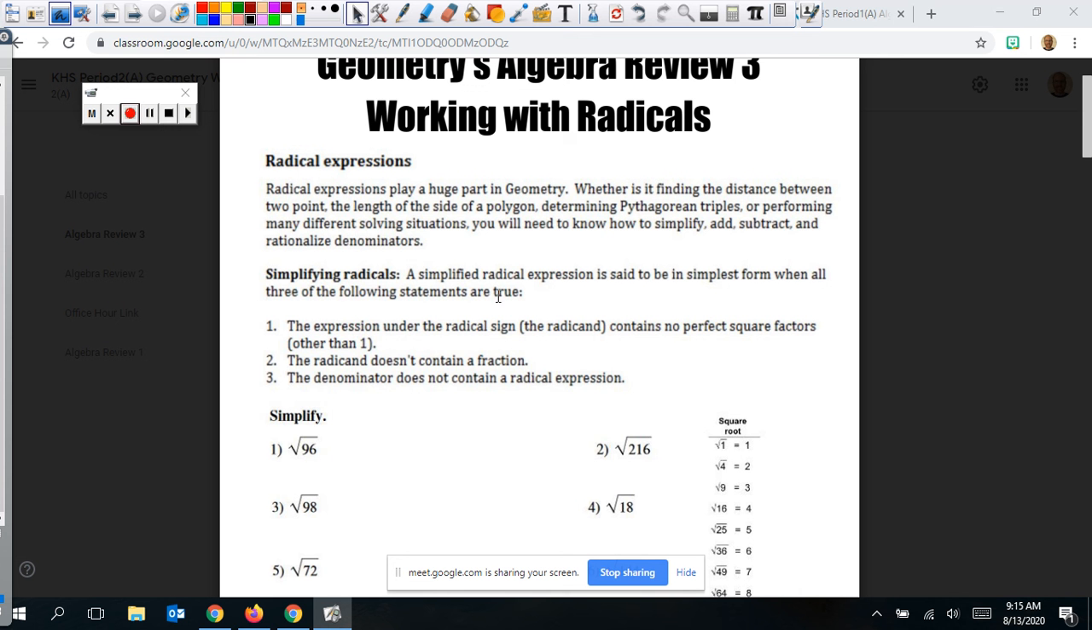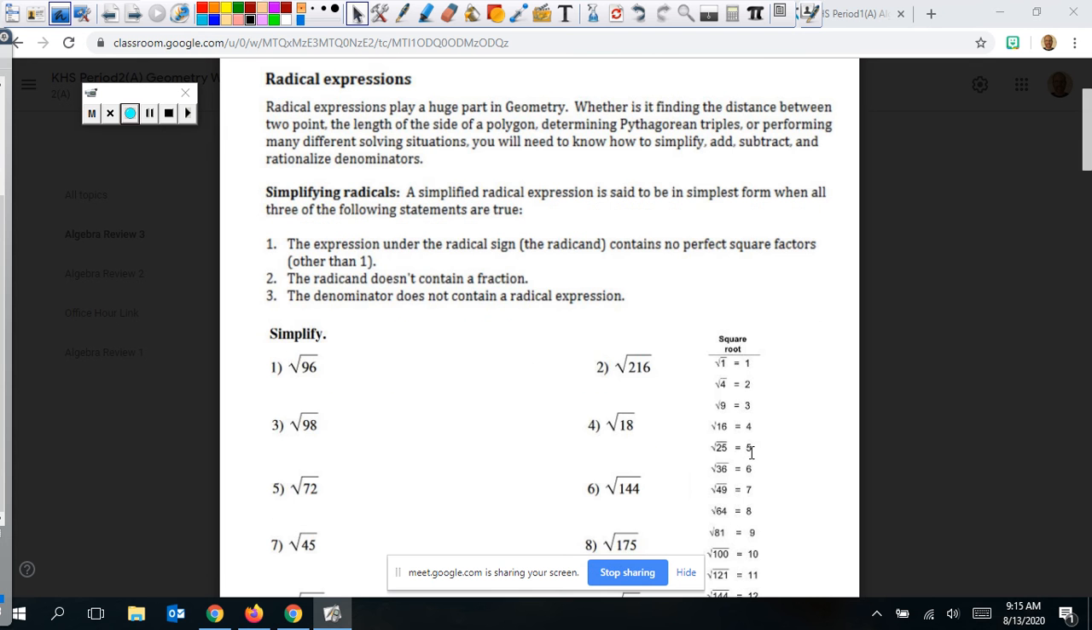It says here, a simplified radical expression is said to be in simplest form when all three of the following statements are true. So here's 1 through 3. First of all, the expression under the radical sign, which is called the radicand, like the 96 here, contains no perfect square factors other than 1. That would be these guys over here on the side, our perfect square factors, other than 1, because 1 doesn't really work.